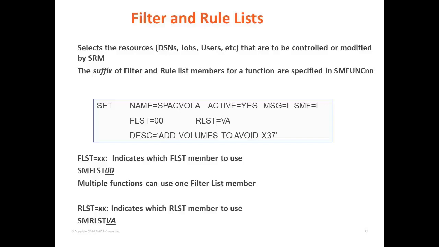As we discussed earlier, the SM-FUNC member determines which functions will be active, and which FLST and RLST will be used for that function. The same FLST member can be shared by multiple functions. The RLST member cannot be shared among functions.